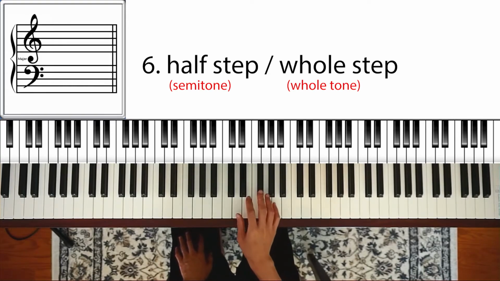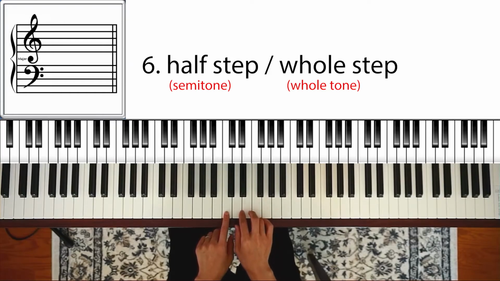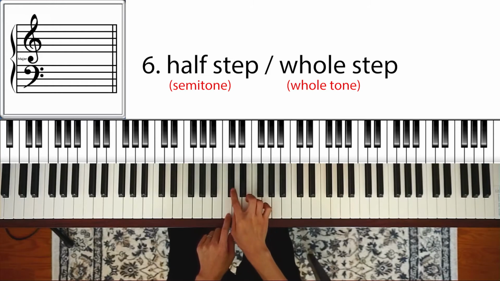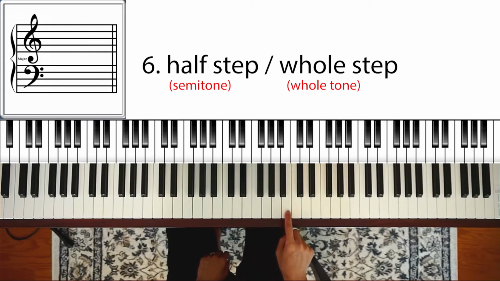Basically, you need to know what a half step is and a whole step is for now. Half step is the smallest step on the piano. It's also called a semitone. It can be from any given key to the nearest white or black key. For example, C to C sharp is half step. C sharp to D is another half step.